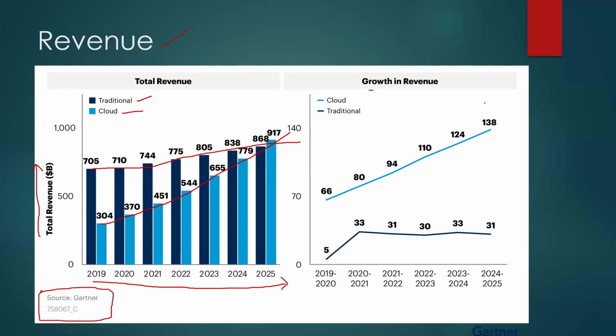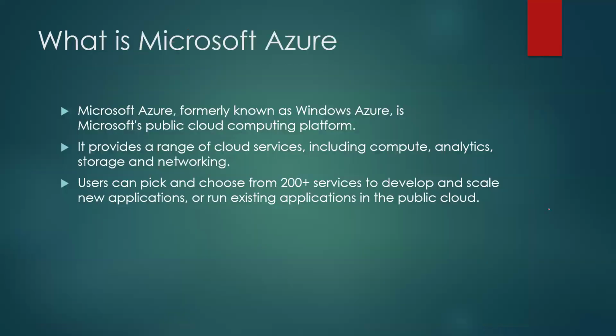Again, in the growth in revenue, you could see the cloud has exponential growth from 66 to 138, whereas on-premise is flat. Again, 33 to 31. In fact, the growth has come down. Who has captured that growth? The cloud has captured that growth. So that's the kind of revenue that we have with the cloud, right?